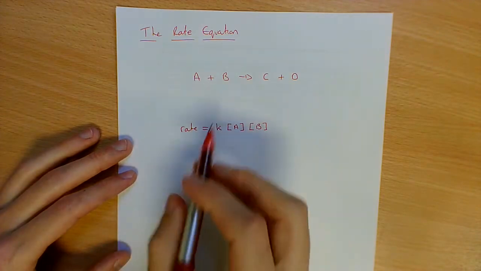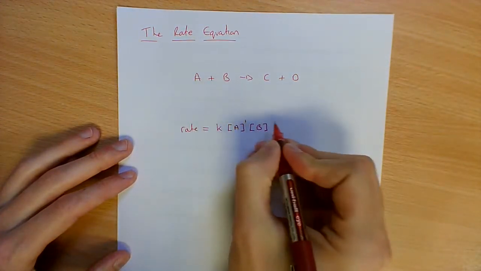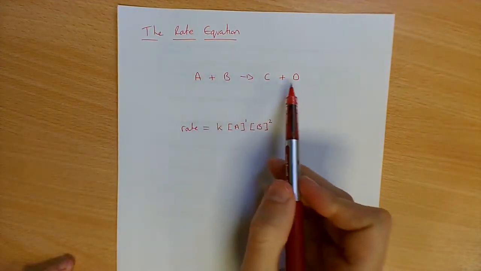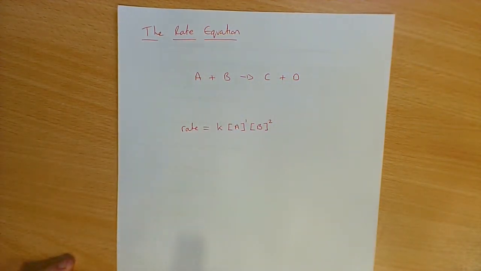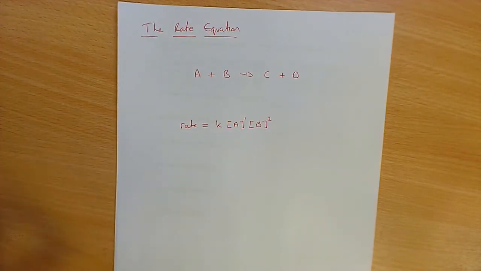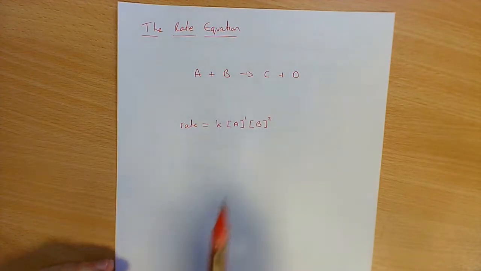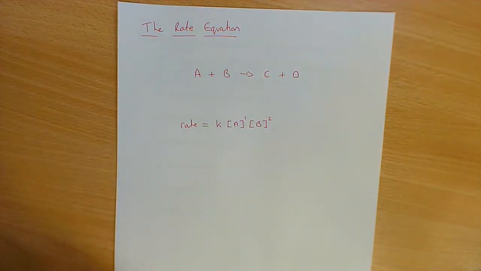So in this example, I'm going to have A as a first order reactant and B as a second order reactant. Now, just looking at the equation, you are not able to determine the order of reactants. So there's nothing you can look at in the stoichiometry of this equation to say, A is first order, B is second order. You have to determine what order they are using the methods that we have outlined in the previous videos.